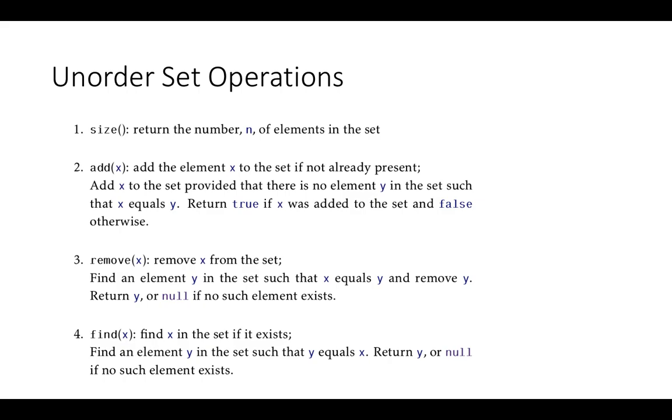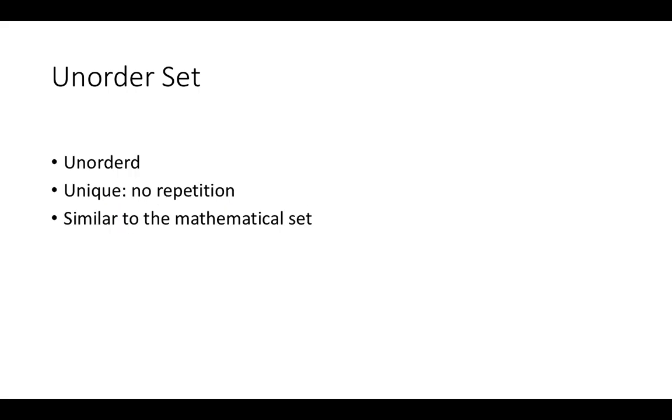The operations for the unordered set: size will just return the number of elements in the set. We can add new elements, but make sure that this element does not exist. If this element exists in the list, we are not allowed to add it, and we will get false. But if this element is a new element and we want to add it in the list, we will get true, and add this element in the list. Remember, there is no ordering, so it doesn't matter where we add it.